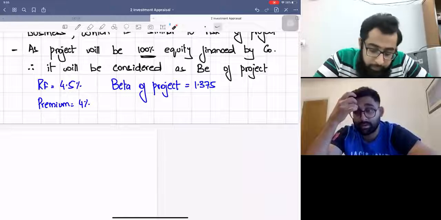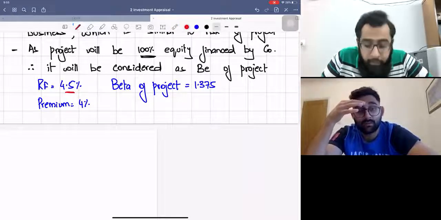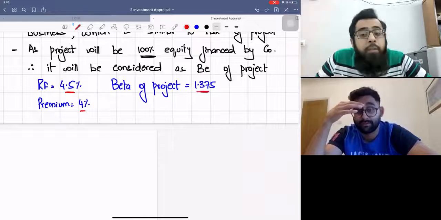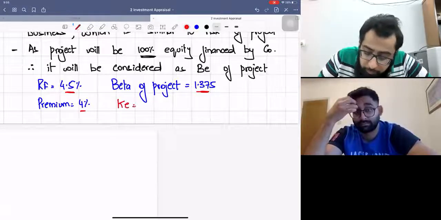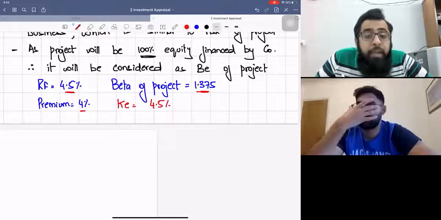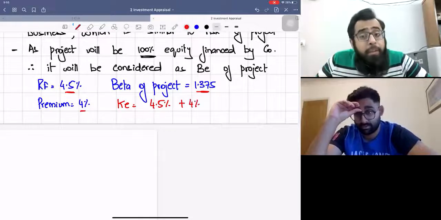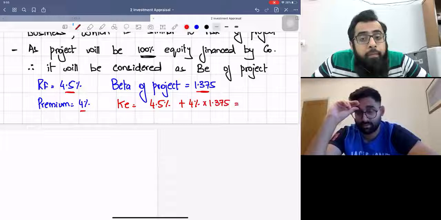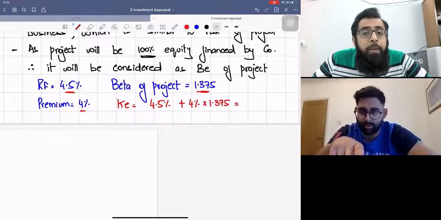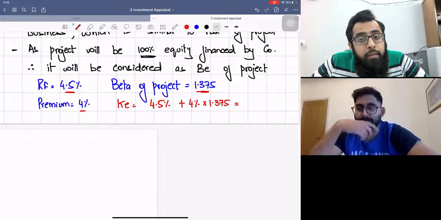Okay. The risk-free rate is 4.5%. Yeah. The premium is 4% and the beta is 1.375. So what will be the cost of equity you will demand from the project? 4.5% plus 4%, the normal market premium, and the project responsiveness is 1.375. What formula is this? You're doing the CAPM model, RF plus RM minus RF into beta equity.